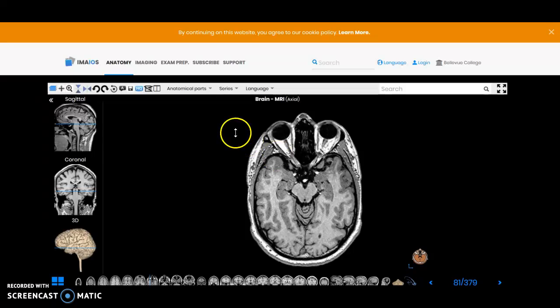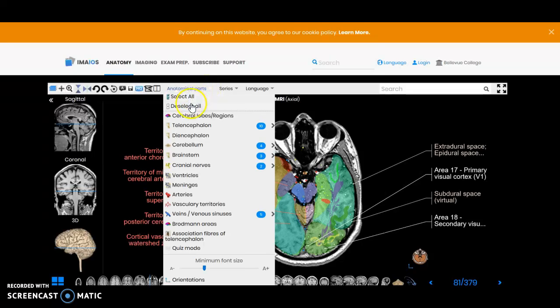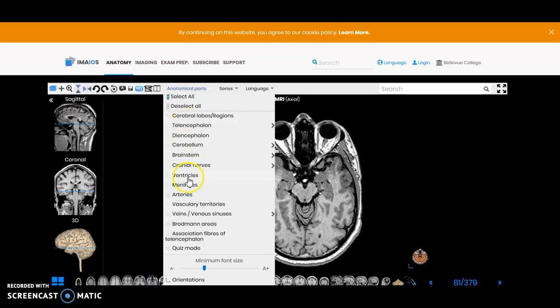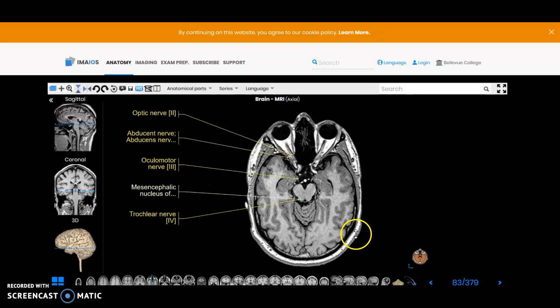I'm going to bring back up the anatomical parts just for a moment so that you can see. Let's deselect all and select just the cranial nerves here. There we go. So you can see the optic nerve here, and you can see the third nerve coming off the anterior side of the pons. And if I move one slice inferiorly, then you see the fourth nerve coming off the posterior. It's really hard to see, and I'm not expecting you to know that for the exam. I just want you to know generally where they are in relation to the cerebral peduncles and the pons.